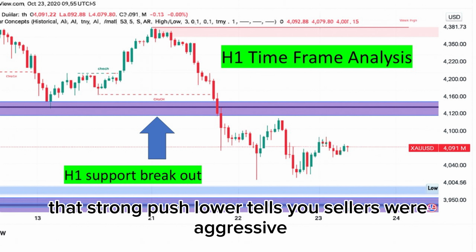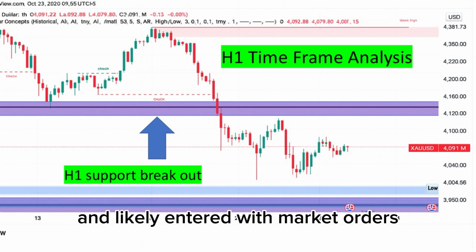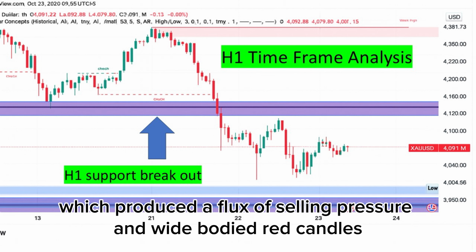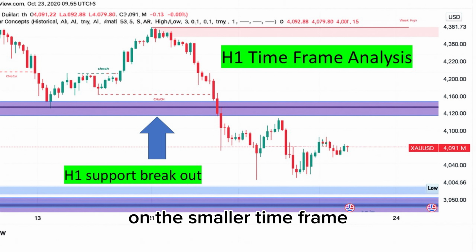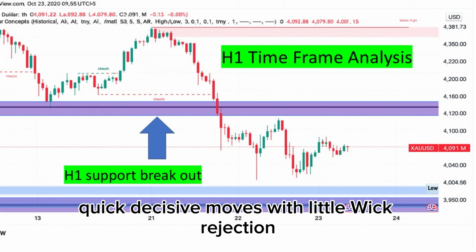The H1 shows the breakdown happening candle by candle. That strong push lower tells you sellers were aggressive and likely entered with market orders, which produced a flux of selling pressure and wide-bodied red candles. For a beginner, this is how you see institutional or momentum selling on the smaller time frame: quick, decisive moves with little wick rejection.